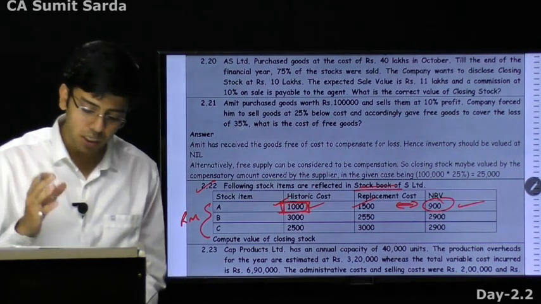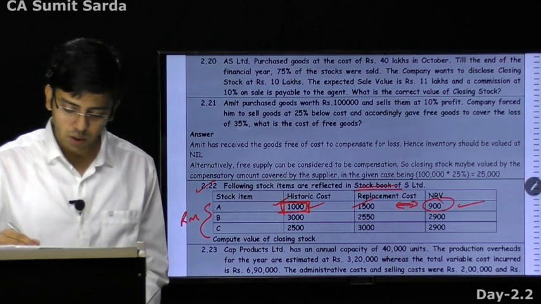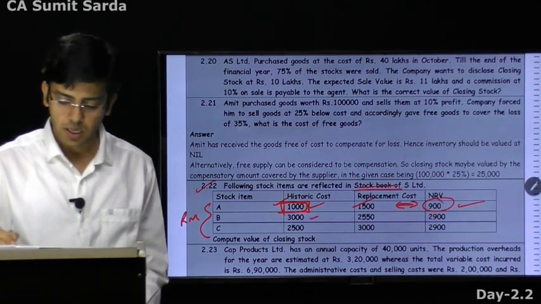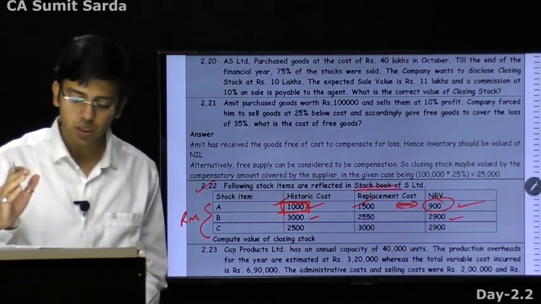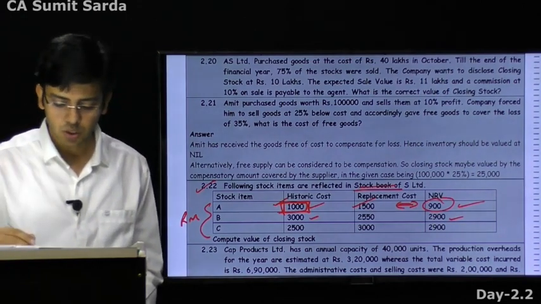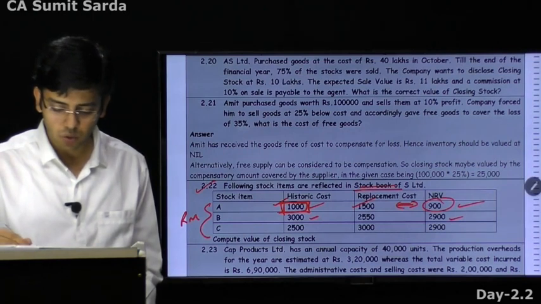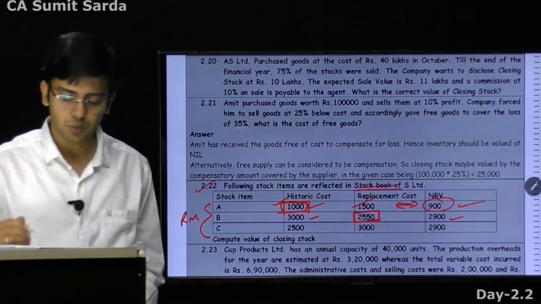Okay, we'll look at B, another stock item. 3000 is the purchase price. NRV is 2900. Again, NRV is at decline. What are we going to see? Replacement cost is the best measure. So historical cost or replacement cost, whichever is lower. Replacement cost is lower now, so we'll measure it at replacement cost.